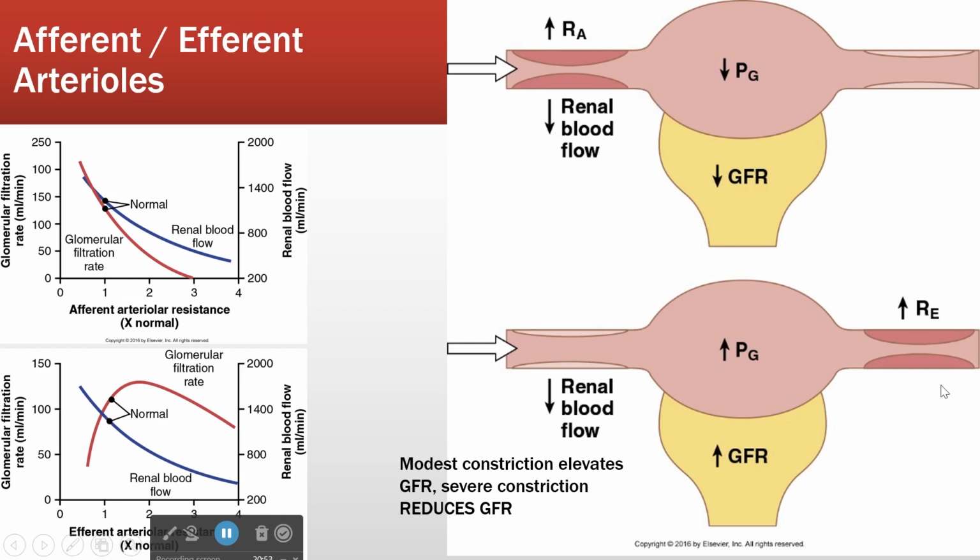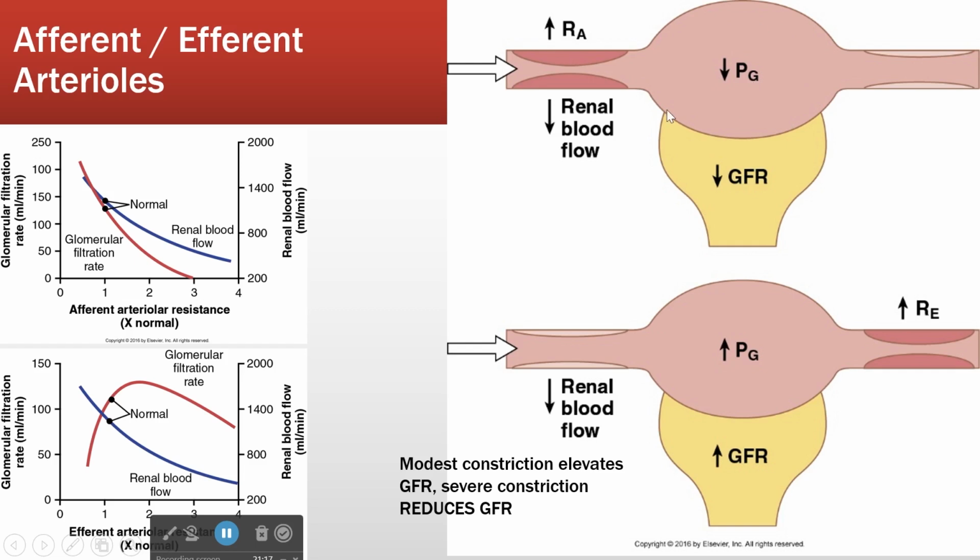All right, so let's get to talking about these valves. We have an afferent arteriole and an efferent arteriole. Both can constrict or relax, right? We have our inbound pressure and we have our glomerular capsule pressure, right? Our glomerular hydrostatic pressure.